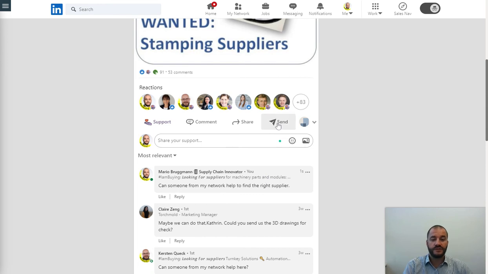And then, of course, there is also the send function. With the send function, you can actually send the post straight away to a specific person by direct message. That's also a possibility. It's not really expanding reach, but it will point the person straight to that post.